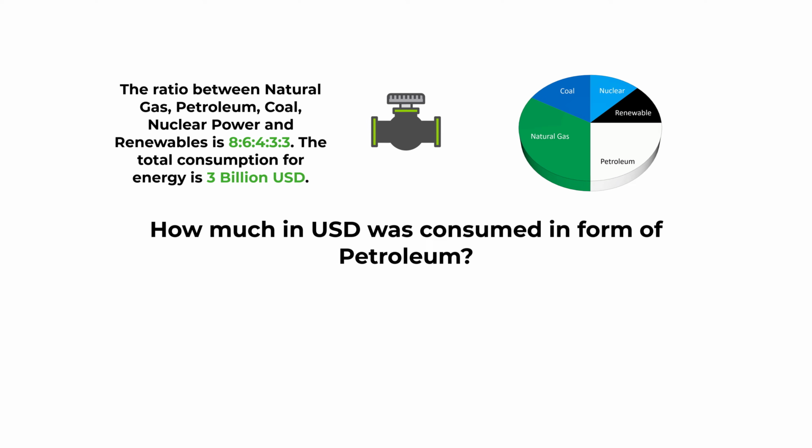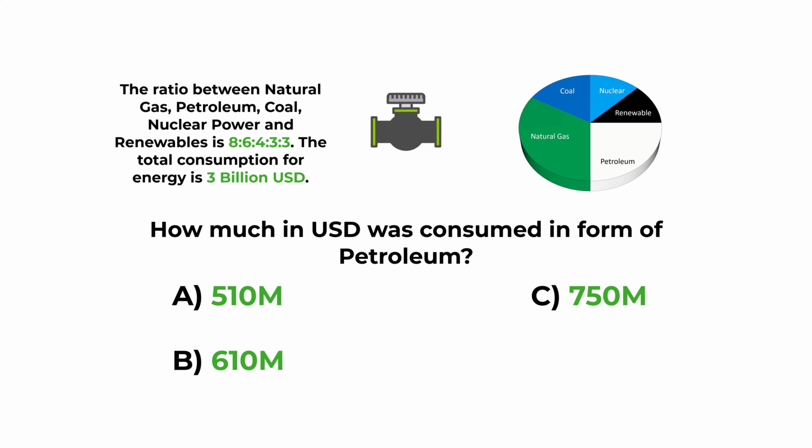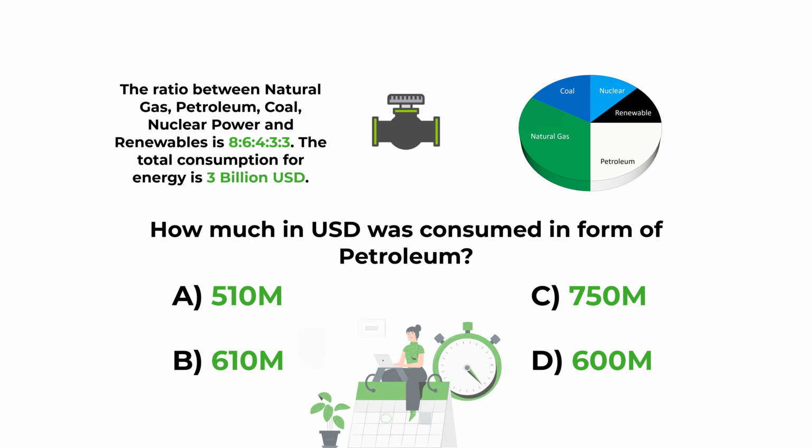You're presented with 4 different choices. Choice A, $510 million. Choice B, $610 million. Choice C, $750 million. And choice D, $600 million. Do you see the answer? Do you know how to calculate these types of problems? Give yourself 10 to 15 seconds, maybe 20 to 30 seconds, to see if you can come up with the solution. Ready or not, I am going to go ahead and reveal the solution and the way to solve these types of problems on the test.